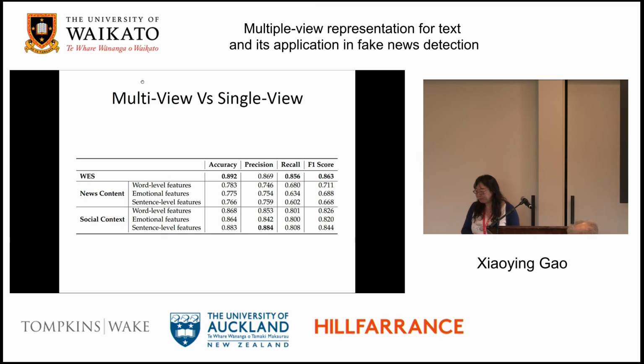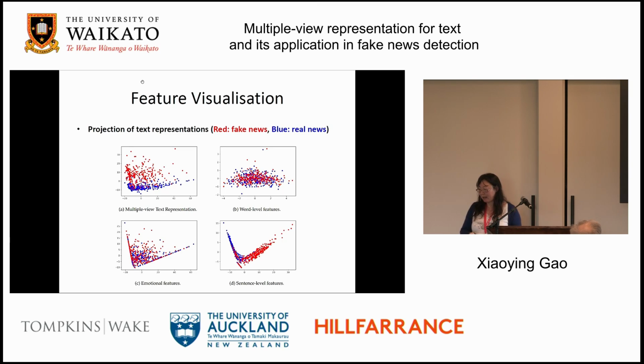Some results. If you just look at the F1 score, that's the main measure, right? Because our data set is unbalanced. So our one is the top one. Actually, this multi-view representation is better than each of these individual ones. Why is that? We explain it a little bit more.